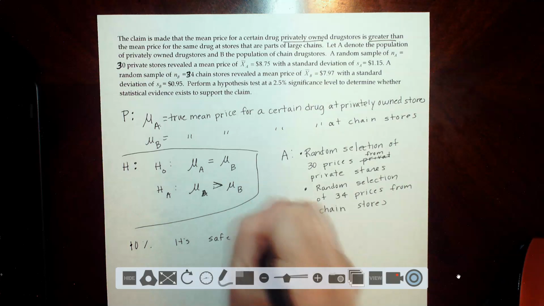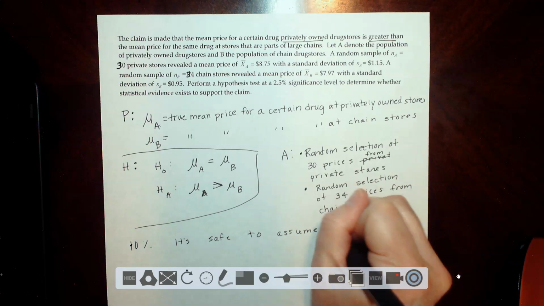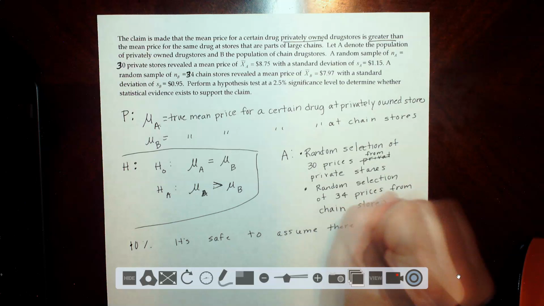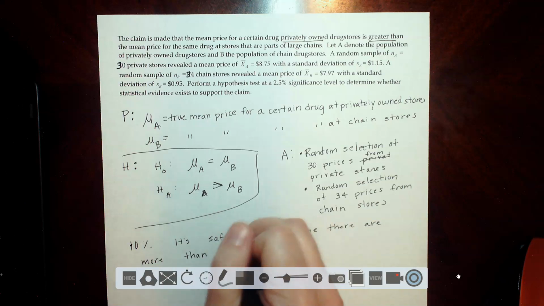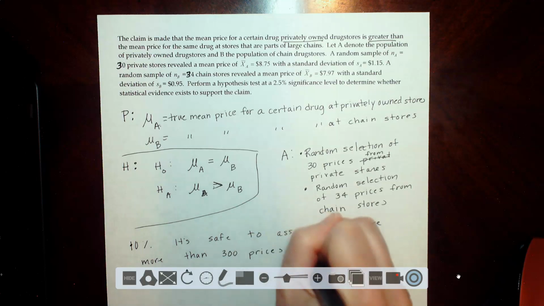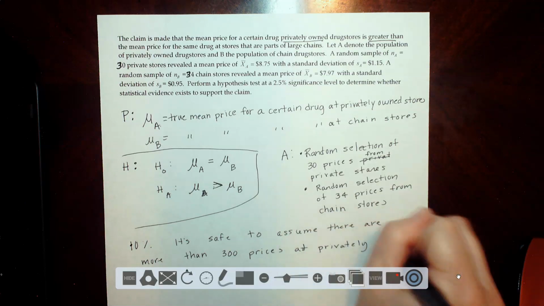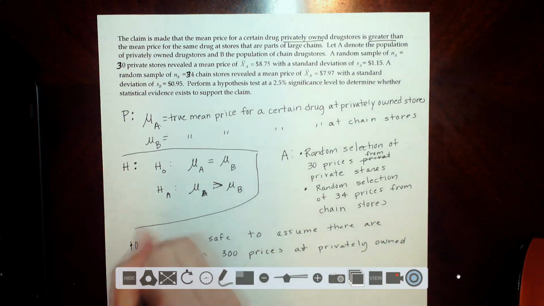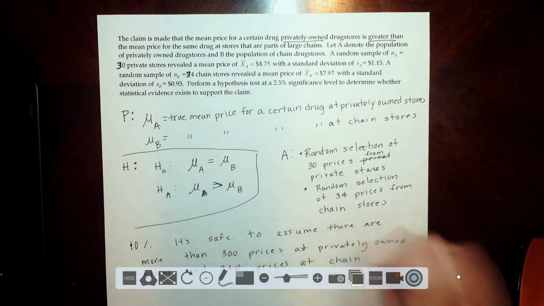It's safe to assume there are more than 300 prices at privately owned stores and 340 prices at chain stores. And if you think of all of the different stores, that's a safe assumption.